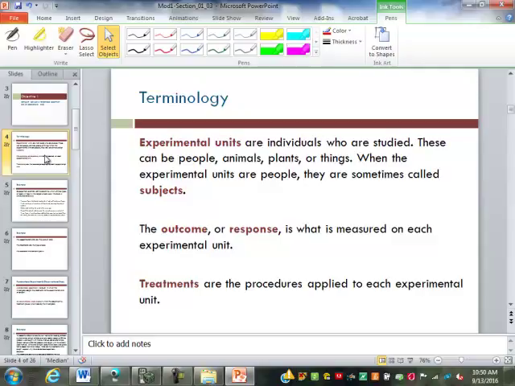Experimental units are individuals who are being studied. These can be people, animals, plants, things, whatever it is that we're going to take measurements of or count or observe and take data from. Often called subjects. The outcome or the response is what is measured on each experimental unit. So each outcome or response, there's one for each individual unit, each item that we are studying in our sample. The treatment is a procedure that is applied to each experimental unit. Treatment is generally part of the experimental design. Drug testing, one group would get the new drug, one group would get the old drug.